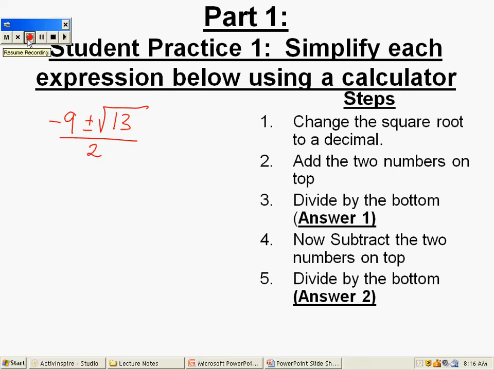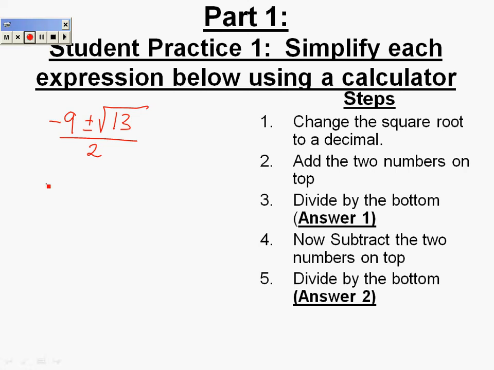So, Tanaya, when we take the square root of the 13, what do we get? 3.6. Okay. What do we do at this point, Selena? Yeah, we got to separate the plus minus, right?